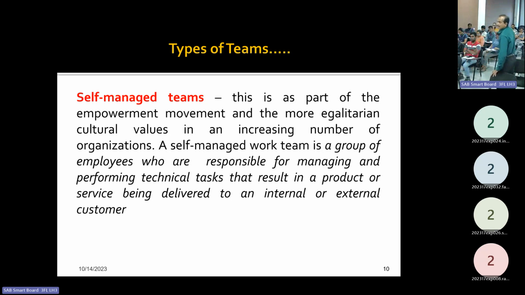A self-managed work team is a group of employees who are responsible for managing and performing their technical tasks, and that result in a product or service being delivered to satisfy themselves as well as finally the external customer. That's the ultimate goal, to satisfy the final end customer, end user. But before that, they should be held as employees, internal customers.